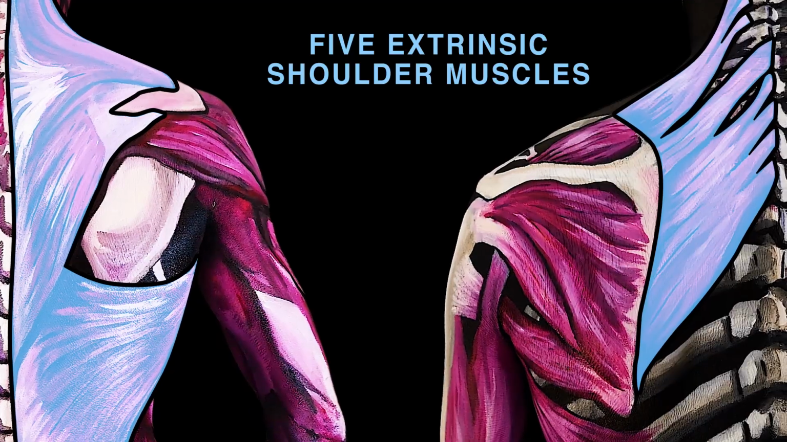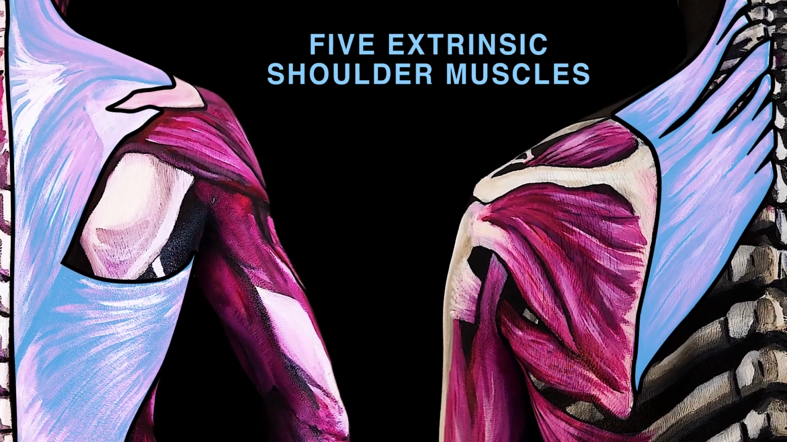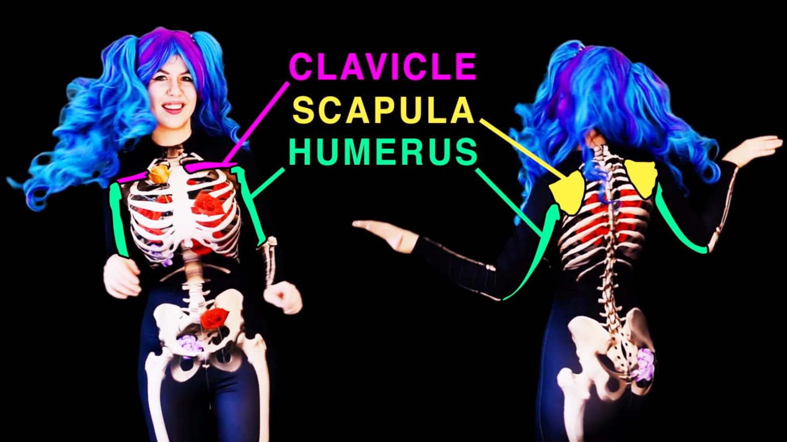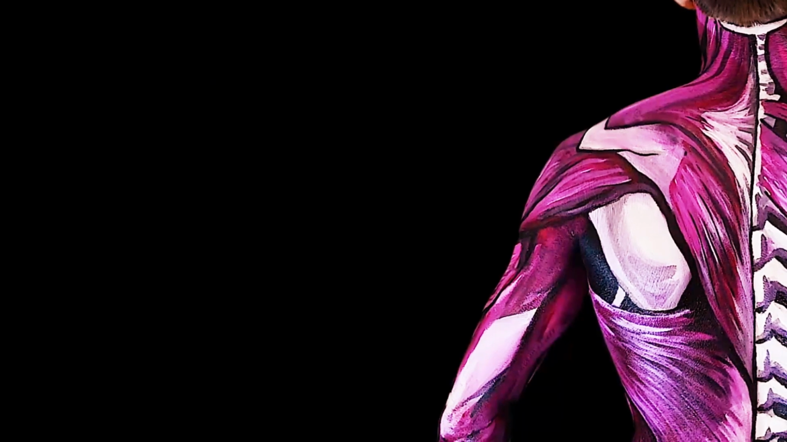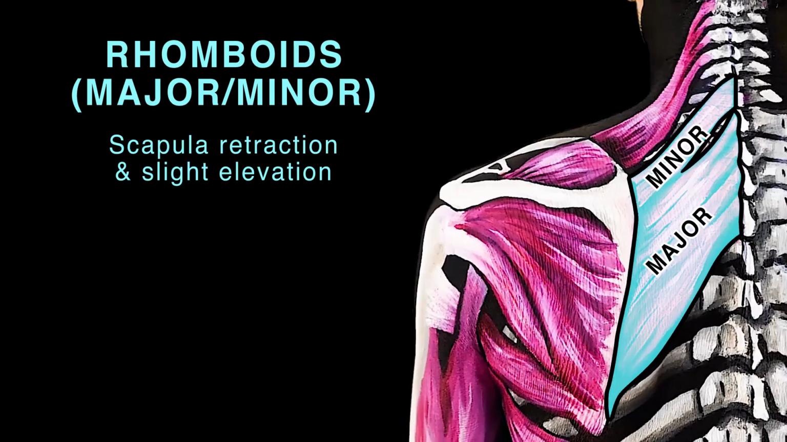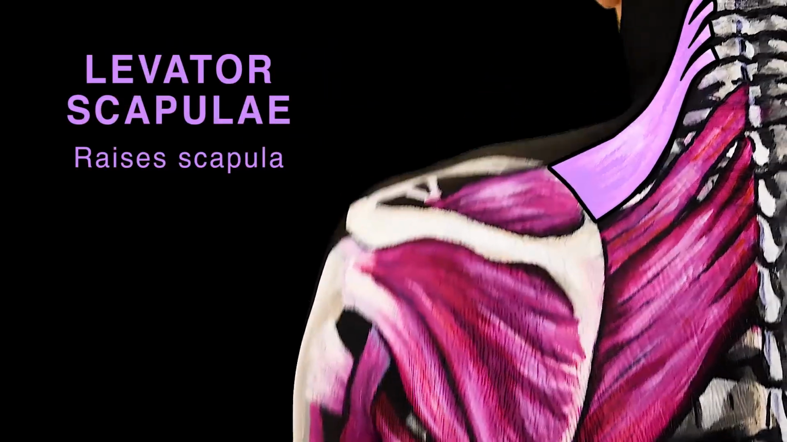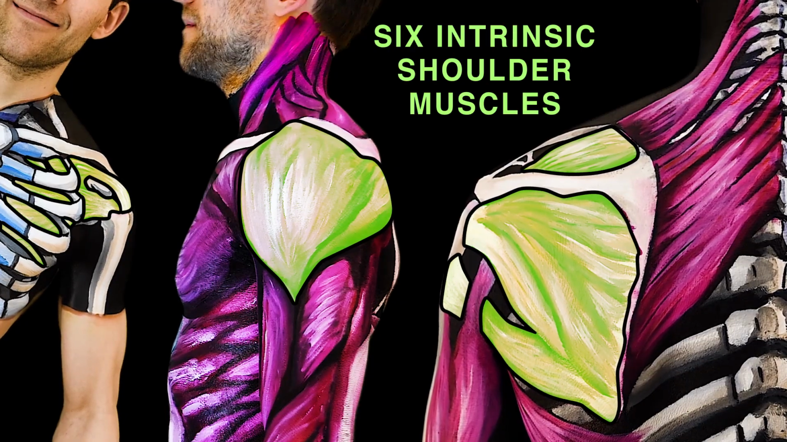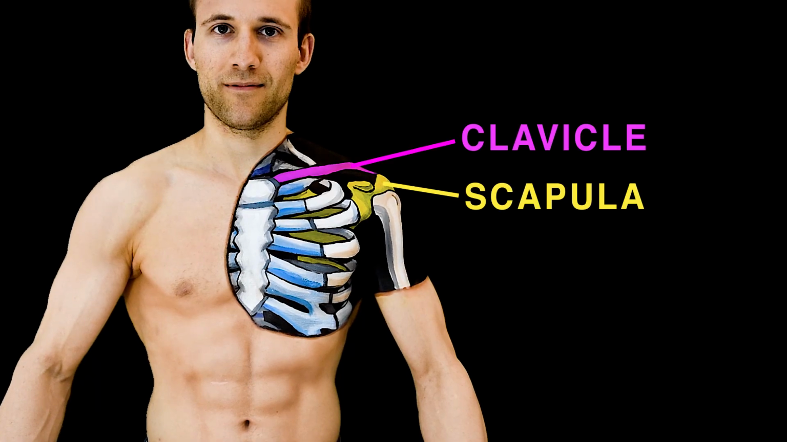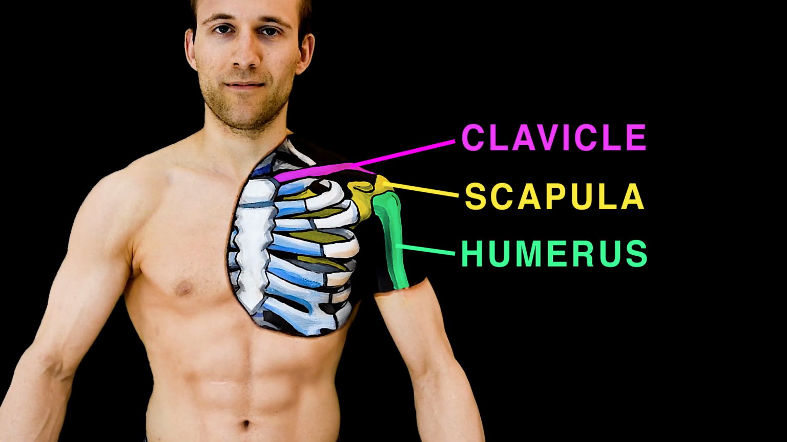The 5 extrinsic shoulder muscles go from the torso to the clavicle, scapula, humerus, and just so you know, the superficial ones are the trapezius and latissimus dorsi. The deep ones are the 2 rhomboids and levator scapulae. The 6 intrinsic shoulder muscles we will now discuss, running from the scapula and clavicle to the humerus.